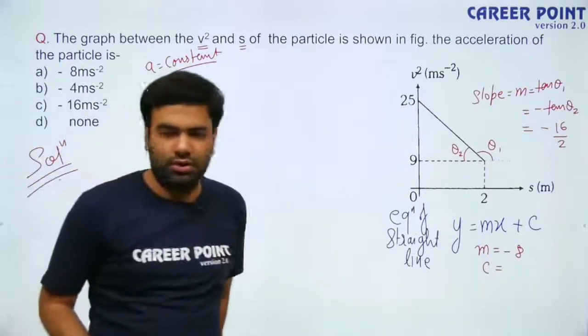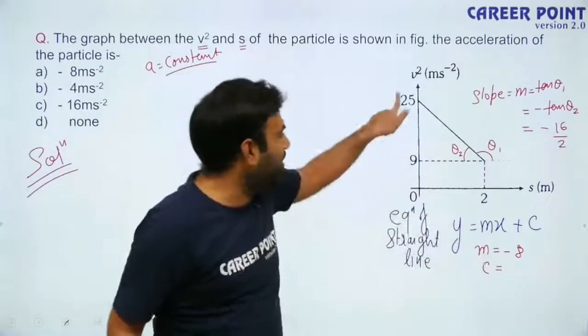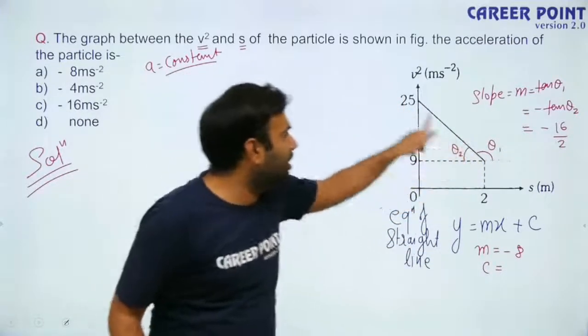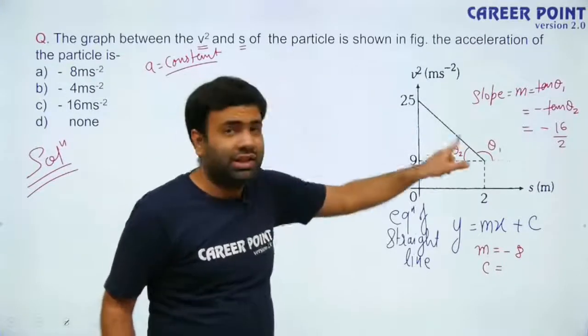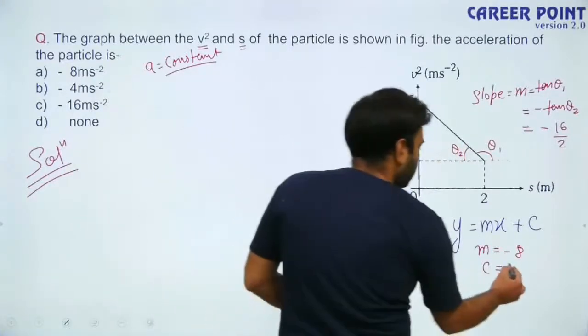Good, Rajesh, very good. What is the y-intercept? What is the meaning of the y-intercept of this straight line? The y-coordinate where the graph cuts the y-axis, and that is 25. So c is equal to 25.